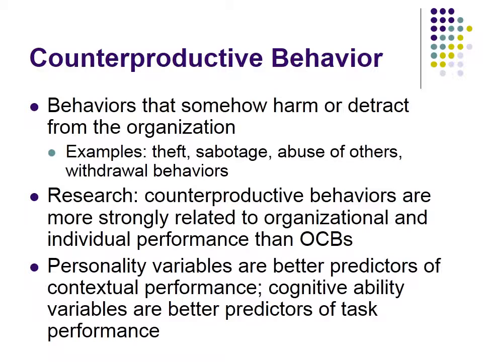And again, personality variables are much better predictors of contextual performance. Cognitive ability variables are better predictors of task performance. So again, it's personality that generally determines if someone is likely to do counterproductive behaviors. Now, counterproductive behaviors can also often be the result of very low job satisfaction or very high stress.